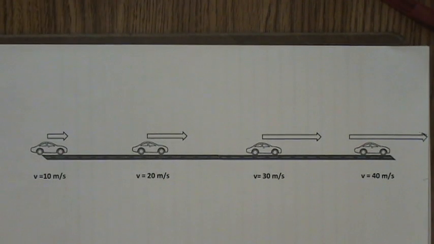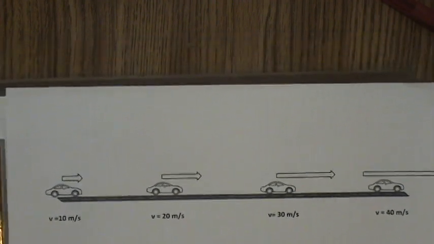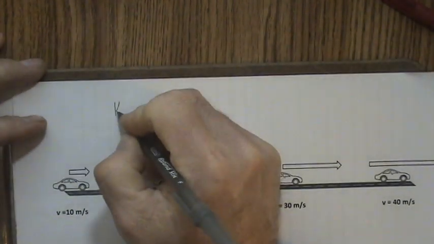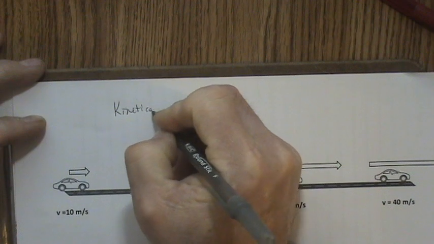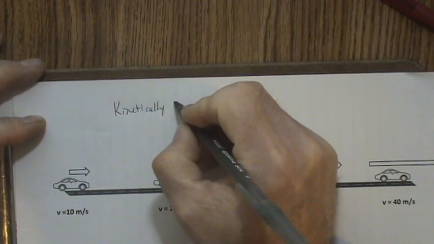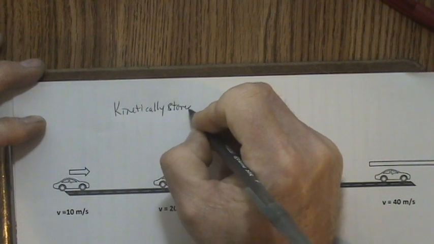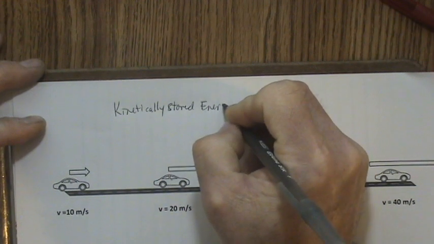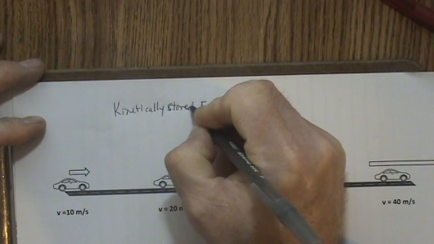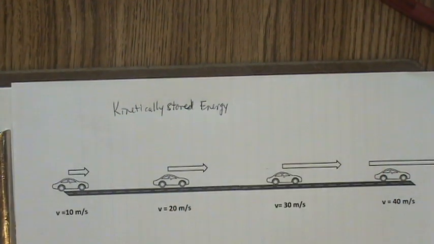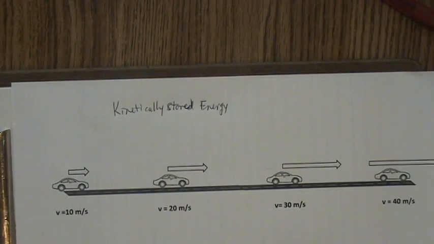Hello, this video is going to take a look at calculating the kinetically stored energy inside of an object. Once again, if you have not looked at the video of basic energy types, you may want to go back and take a look at those just to make sure that you have a background on the different types of energy storage. Once again, the kinetically stored energy means the object has to be moving.